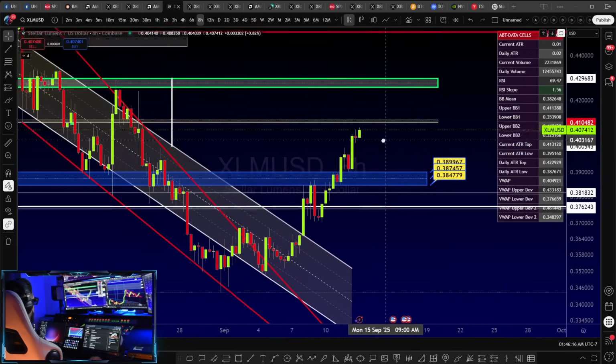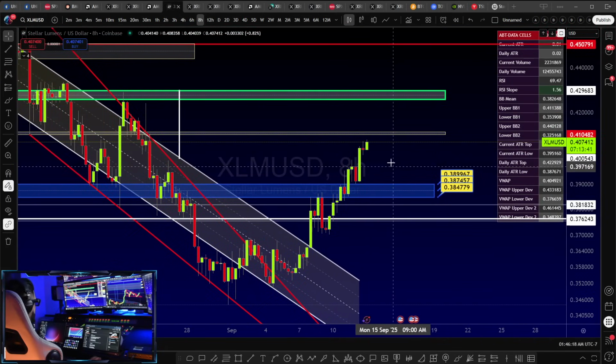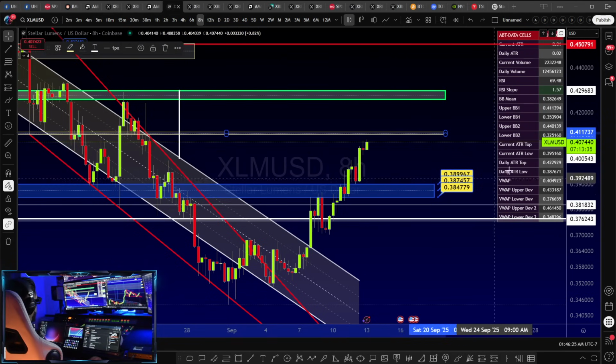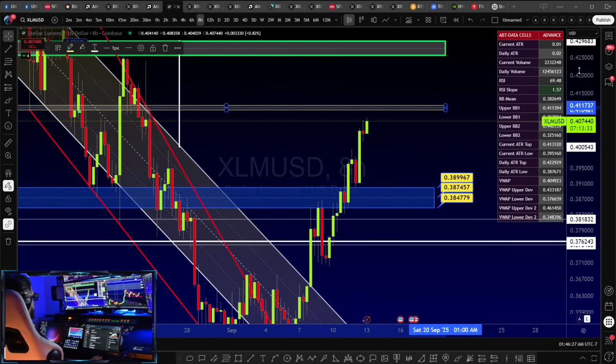Right over here, this is your XLM play. We were already determining the potentials of reaching the targets of 38.9. Now we're getting very close to the second target zone, right? That's going to be your area of just about 410, 397 on that, right?